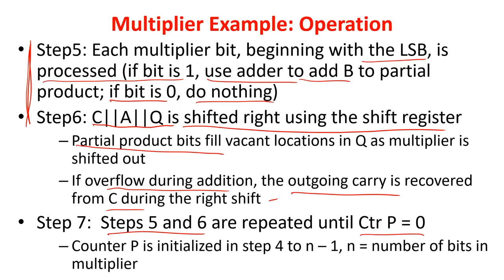And clearly, there are operations happening here. One is initialization, the second operation is addition, the third operation is shift. Initialization, addition and shift. The shift operation happens 8 times for an 8 bit multiplier, that means n times. Counter P is initialized to n minus 1, where n is the number of bits, which means shifting happens n times, and the addition depends upon the number of ones in the multiplier. But it needs to iterate n times.